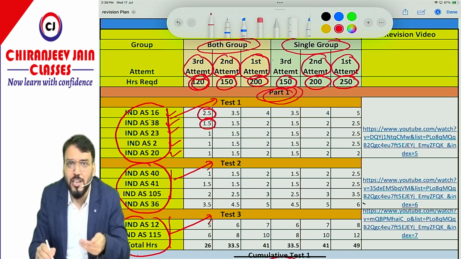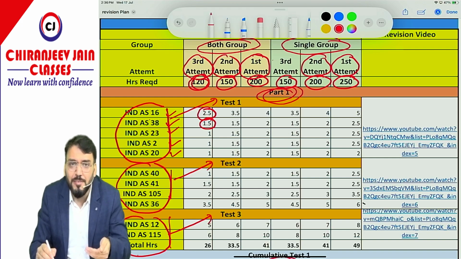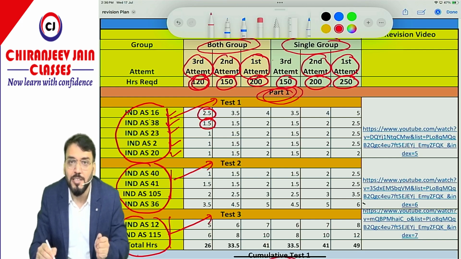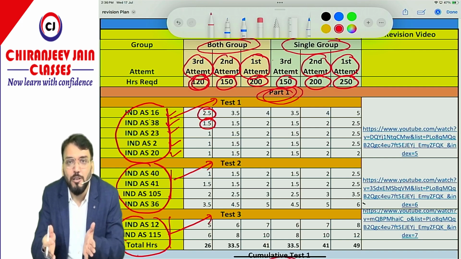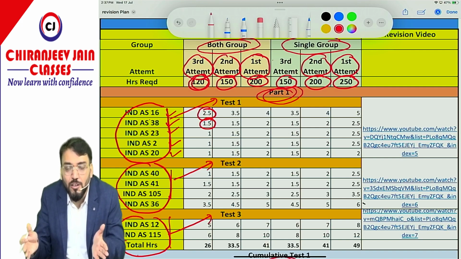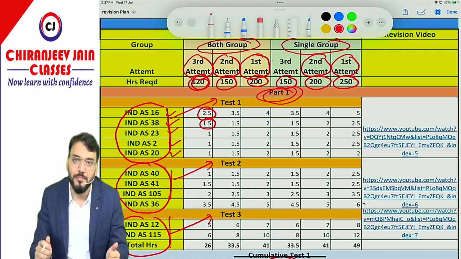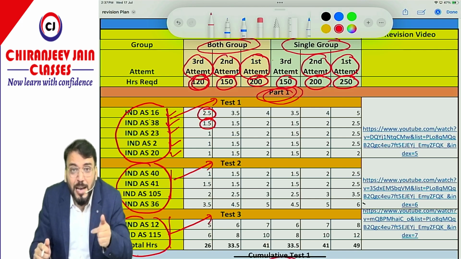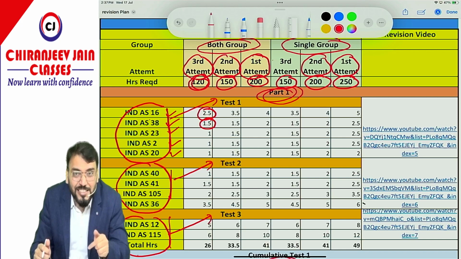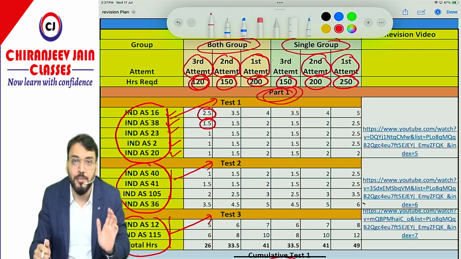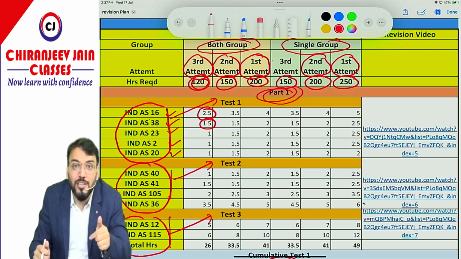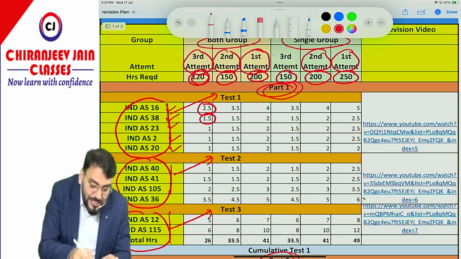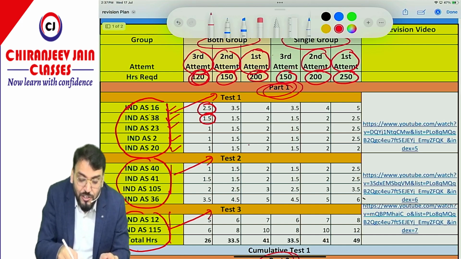Normally what happens, we started Ind AS 16 preparation, required time is 2.5 hours, but we have given 4 hours. Eventually you will not be able to complete your entire revision of the syllabus in the required time, and then at some point you will panic. So if you know how much time is required for each chapter, then you can give that much time and plan your revision accordingly. Got this point? So you know your number of hours chapter wise.